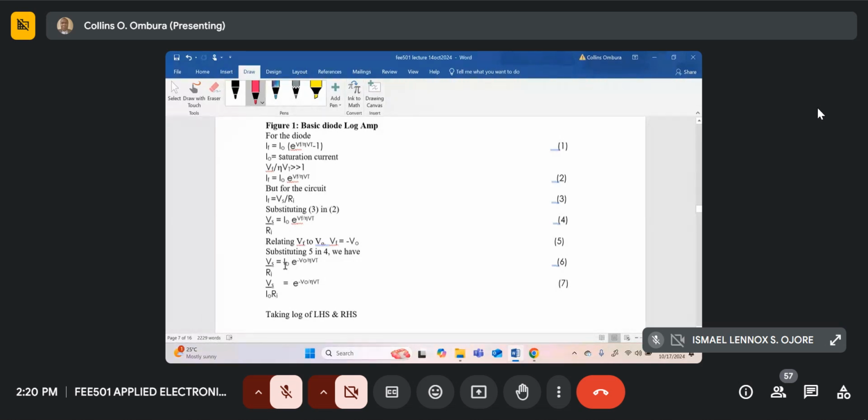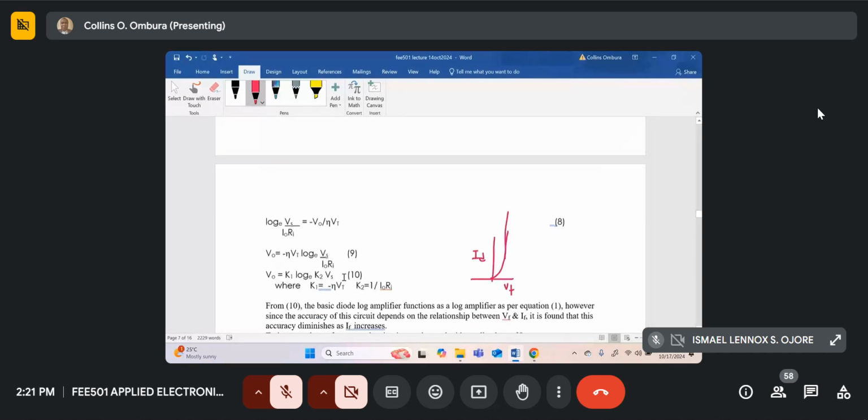Next, let's divide the right-hand side of 6 and the left-hand side of 6 by I naught. So you'll get Vs over I naught R1 is e to the minus V naught over neta Vt. Then we take logs of the left-hand side and right-hand side of 7. Then you'll get log to the base e of Vs over I naught R1 is equal to minus V naught over neta Vt.